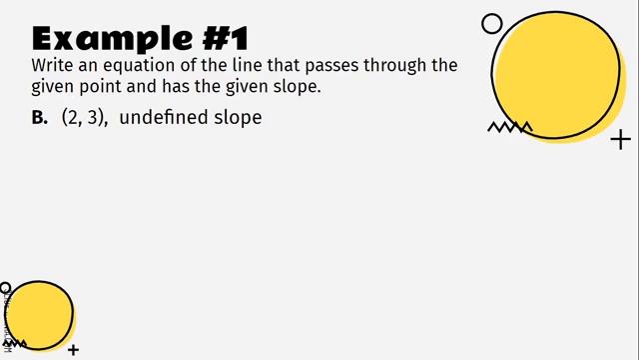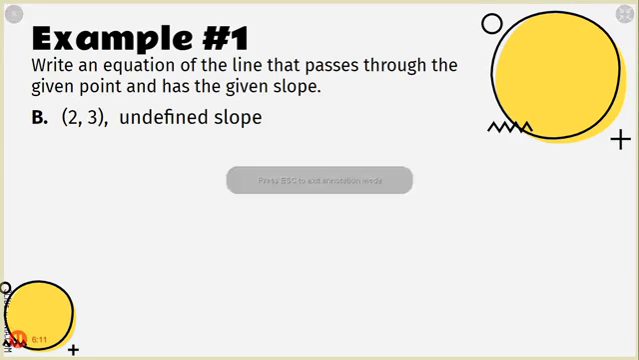For example B, we are writing the equation of the line that passes through the given point and the slope. For this specific problem, we're going through the ordered pair 2, 3, and we have an undefined slope. Since we have an undefined slope, I know I have a vertical line. So my line's going to be vertical, and I know that vertical lines do not have a y-intercept and they do not have a slope.